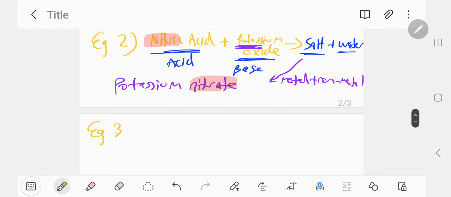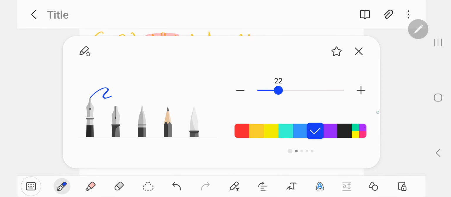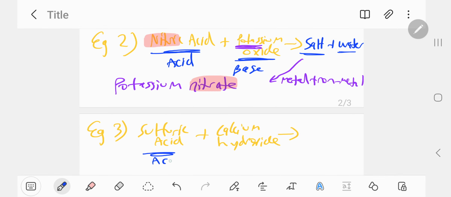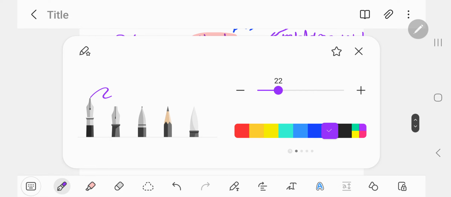Example 3. Sulfuric acid plus sodium hydroxide. Actually, you know what? Let's do calcium hydroxide. Step 1 is to identify acid, sulfuric acid. The base is calcium hydroxide because it's got hydroxide. Salt plus water. Step 1. Step 2. Let's name the salt.